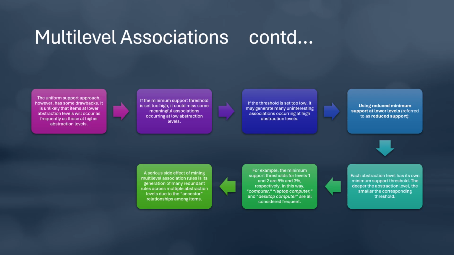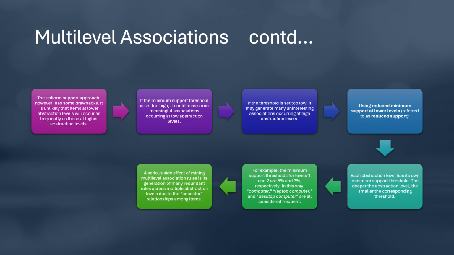Using reduced minimum support at lower levels, each abstraction level has its own minimum support threshold. The deeper the abstraction level, the smaller the corresponding threshold. For example, the minimum support thresholds for levels 1 and 2 are 5% and 3%, respectively. In this way, computer, laptop computer, and desktop computer are all considered frequent.